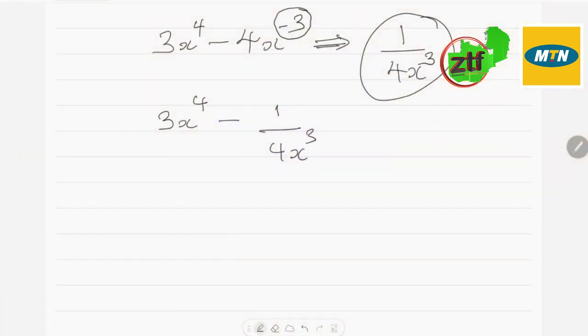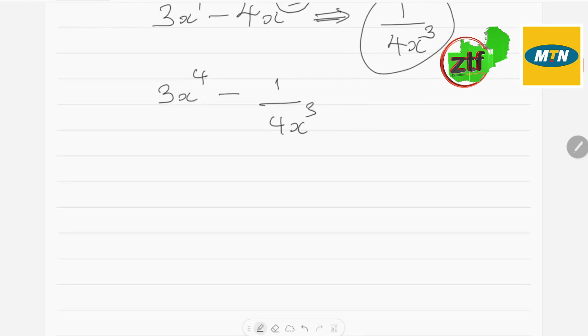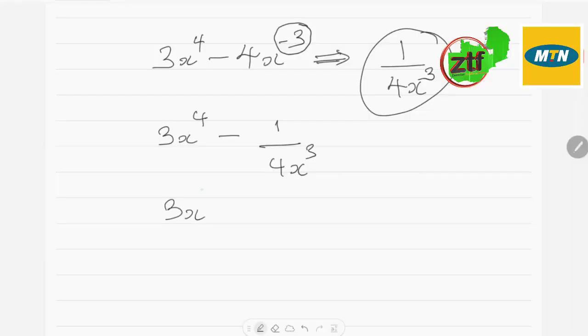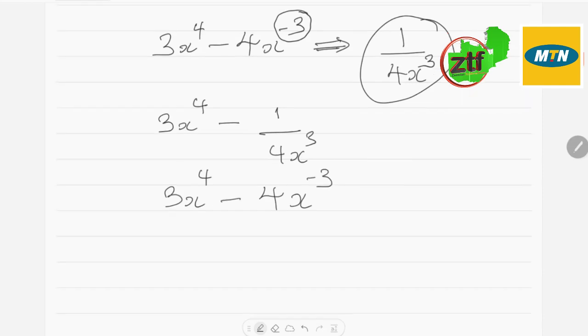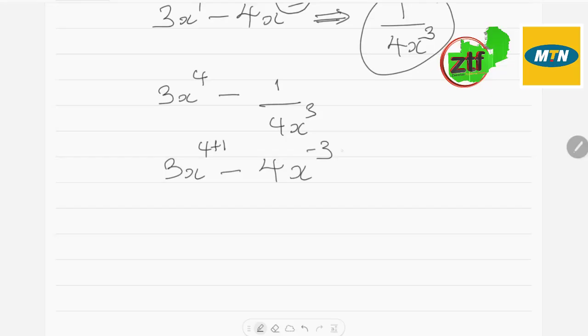So you really don't need to struggle a lot. But maybe it might be very difficult for you to see how the powers are increasing and the rules that we are applying. That's why I said earlier on, if we have 3x to the power 4 minus 4x to the power negative 3, the power is increasing by 1. That is the concept behind. So when the power increases by 1, then we are supposed to divide by the new power. So we have 4 plus 1, which is 5.